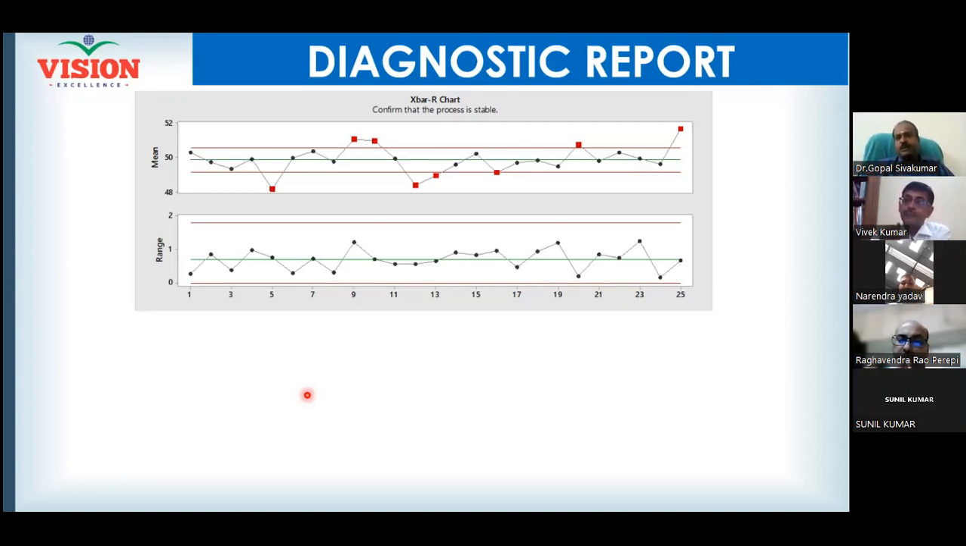Your process is completely out of control. Can you run projects to fix all these out-of-control points? That is the requirement right now. Each point going outside the control limit is definitely a serious issue. We need to investigate why the points are going out, and that too very frequently. So instead of proceeding with the capability study, first of all fix all the special causes.